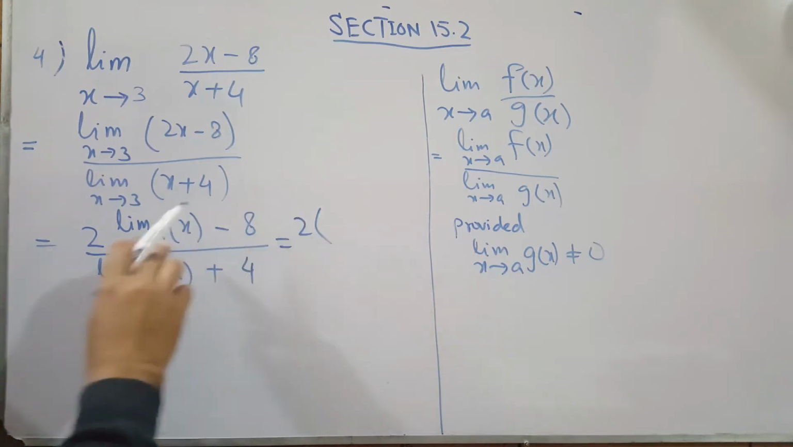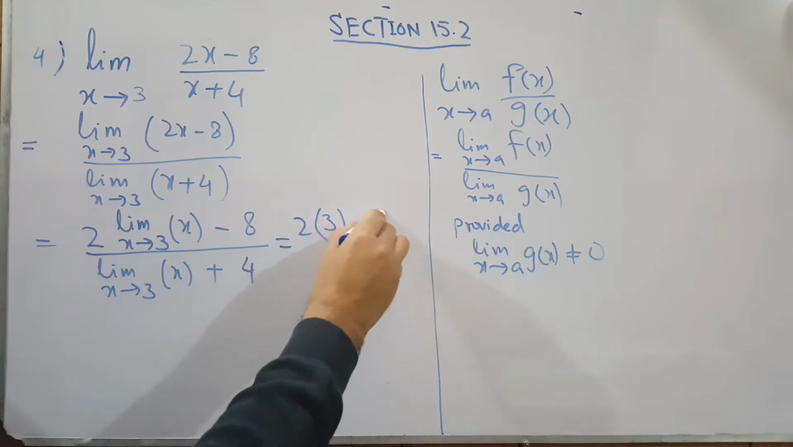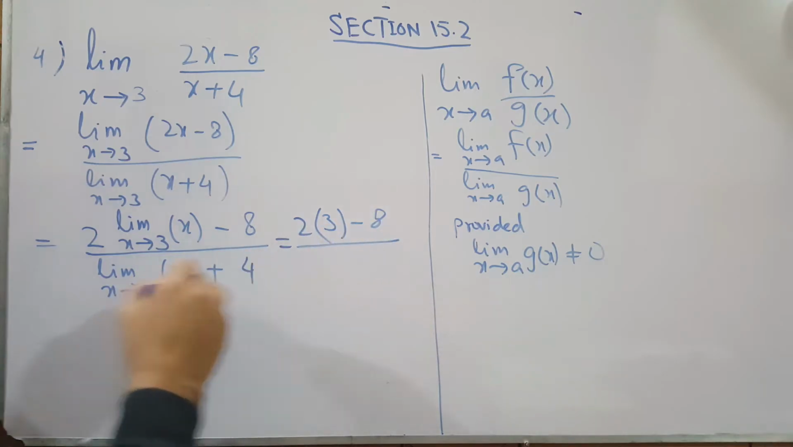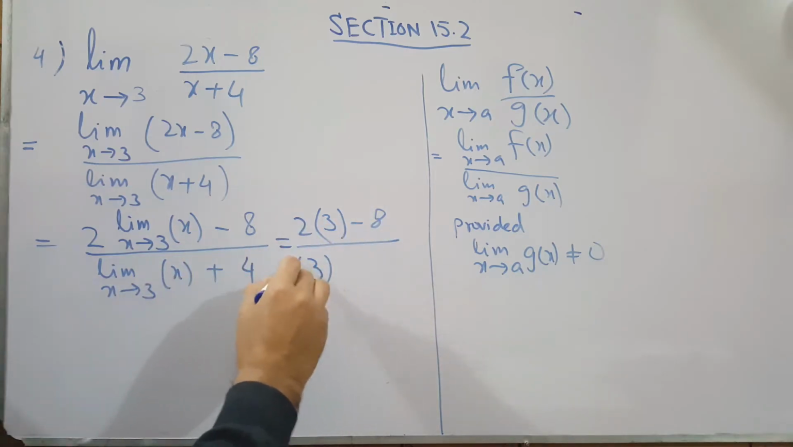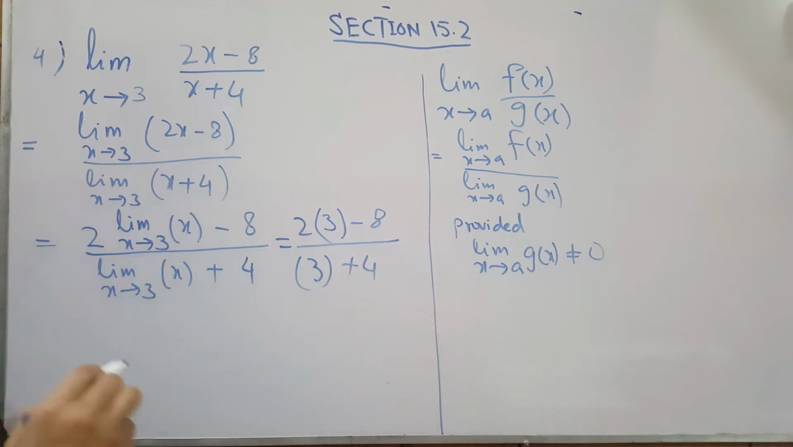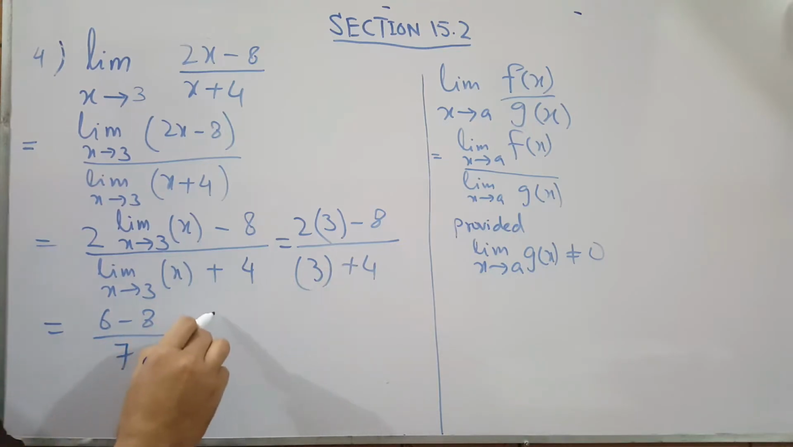Now you have to apply the limit, so applying the limit gives you 6 minus 8, and 3 plus 4 gives you 7, so that gives you minus 2 over 7.